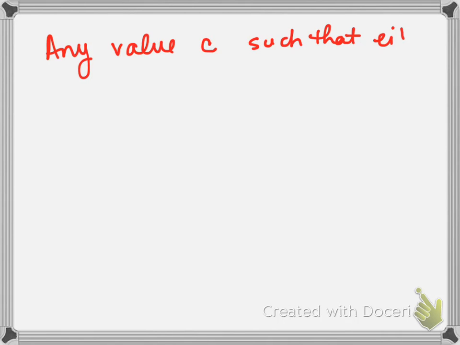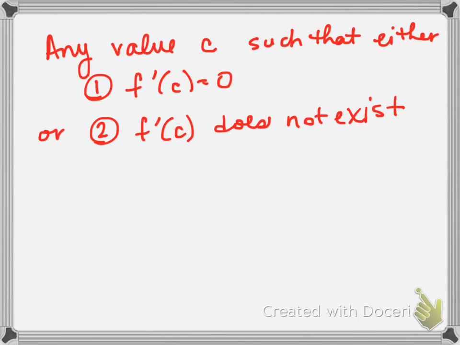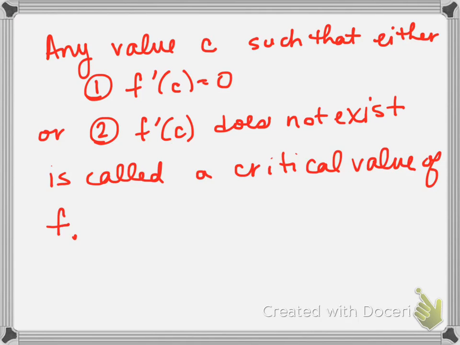Well, we start with this. Any value c such that either f prime of c equals 0 or f prime of c does not exist is called a critical value of f. So remember this. A critical value of f occurs when the derivative equals 0 or the derivative does not exist.